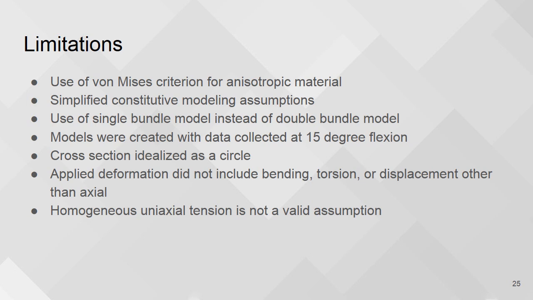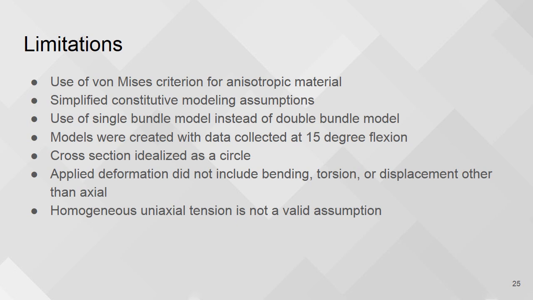Several of these include the use of von Mises criterion for anisotropic materials, simplifying the constitutive model assumptions, the use of a single bundle model instead of a double bundle model, using data collected at a 15-degree angle, although this is a common angle for the injuries to occur, so it was a logical choice of angle, idealizing the cross-section as a circle, not including bending, torsion, or other non-axial displacement in the applied deformation, and assuming homogeneous uniaxial tension.